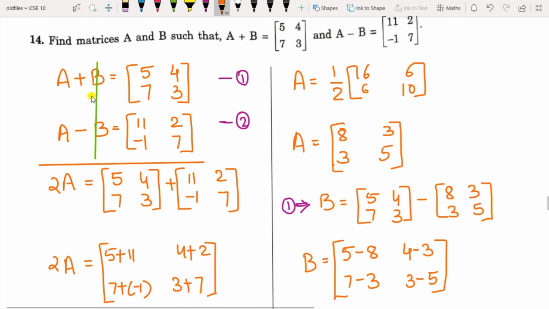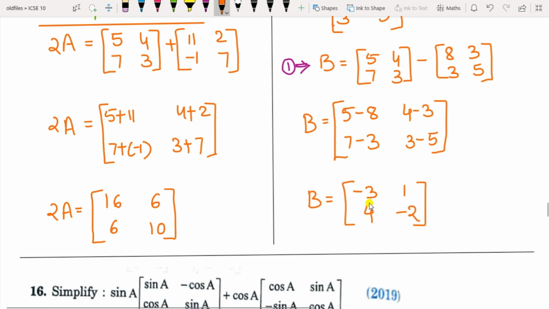So you have to substitute the value of a in any one of these equations. I have considered here equation number 1. So for equation number 1 we want to find the value of b here now. So a will move to this side, so it will be subtracting from this matrix. So b will be equal to this matrix minus a. So substitute the value of a here and do the subtraction. So you get the value of b. So that was the required result of the a and b matrices.